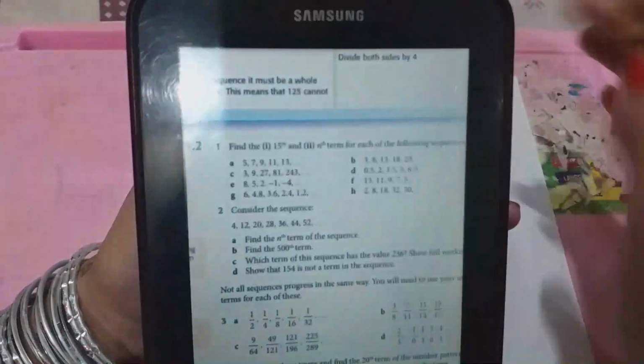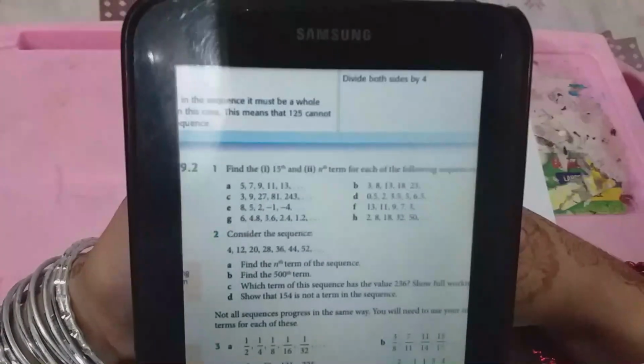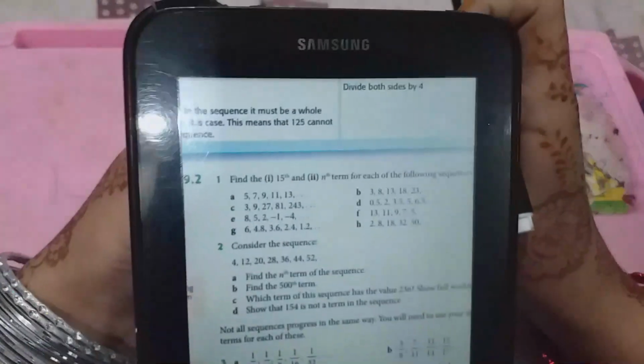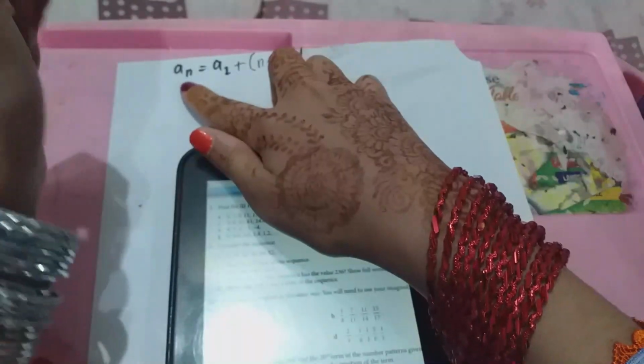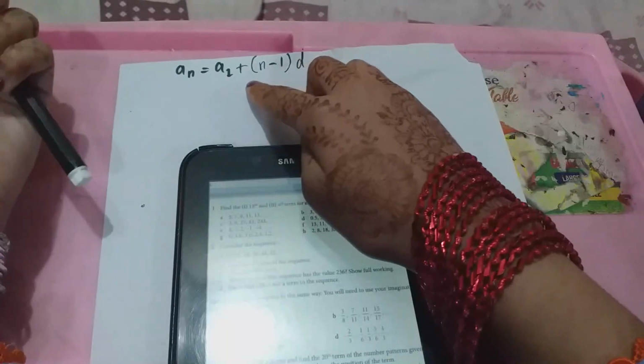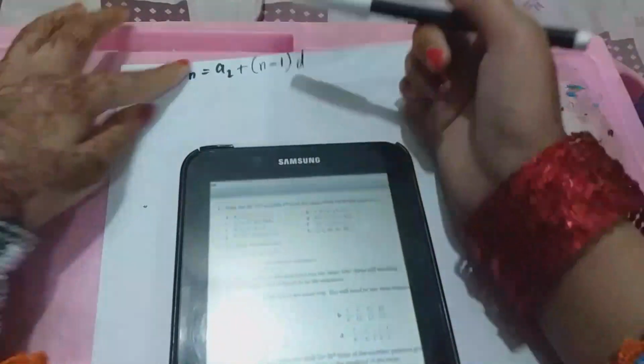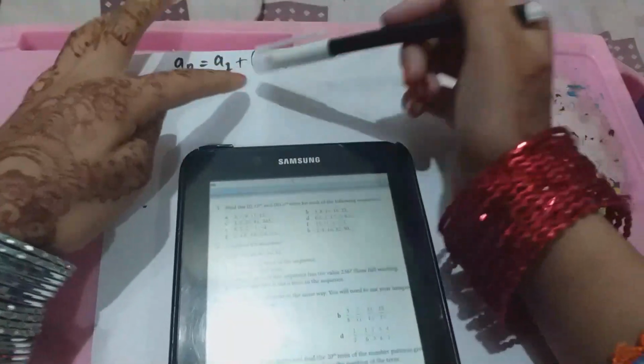Today we are going to do exercise 9.2, which is about sequences, just like we did exercise 9.1. But here in 9.2 we are going to learn about a formula to find the next term of a sequence. It is term n equals term 1 plus n minus 1 into d. Now what's this term n, term 1, n and d?